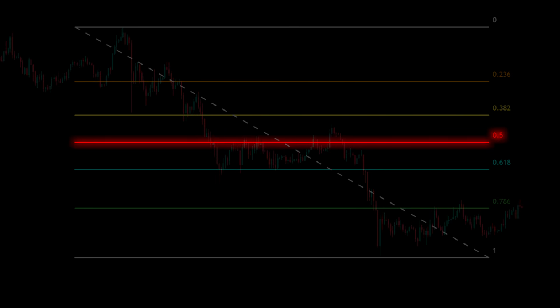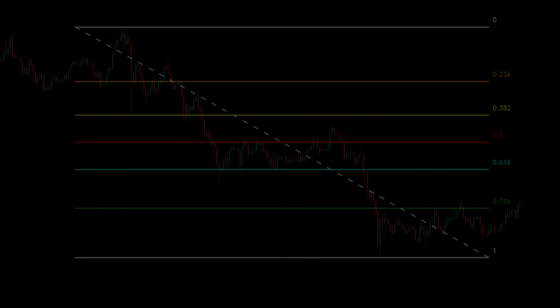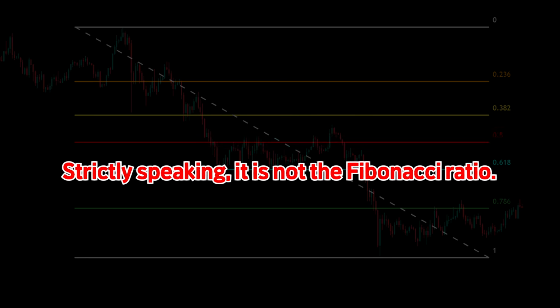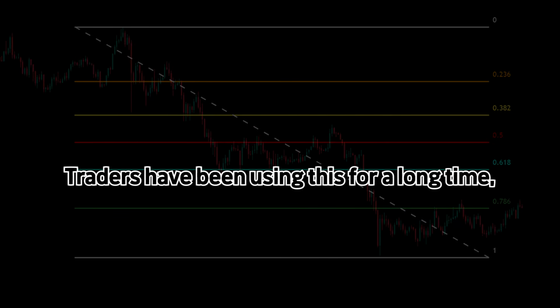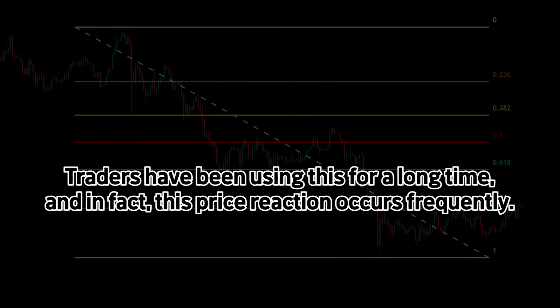One thing worth knowing, the 0.5 level, or 50%, isn't technically a Fibonacci ratio, but traders around the world have used it by convention for so long, and price reacts to it so often, that it's included alongside the others.